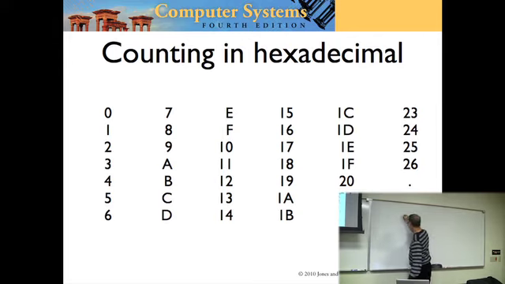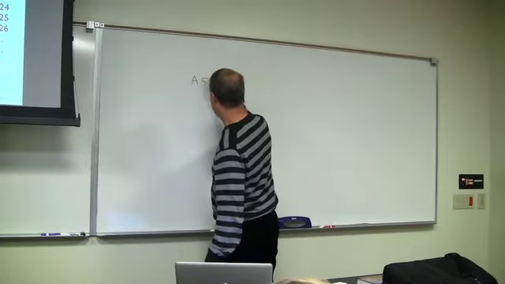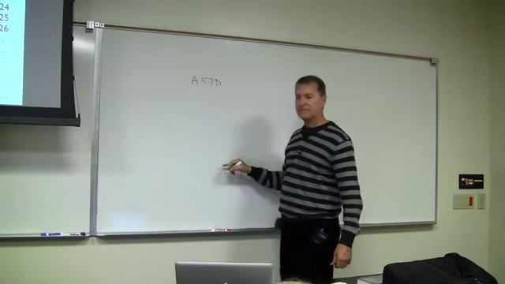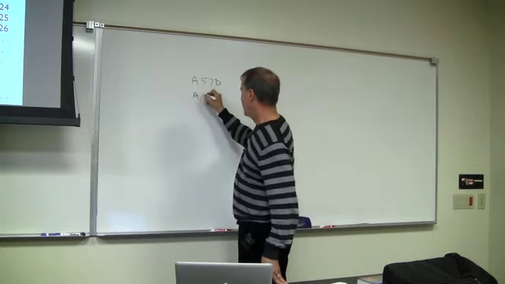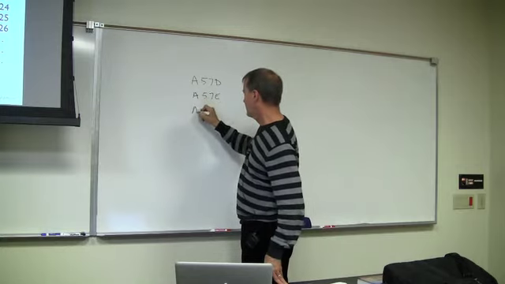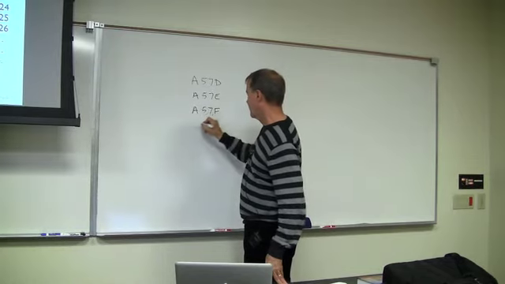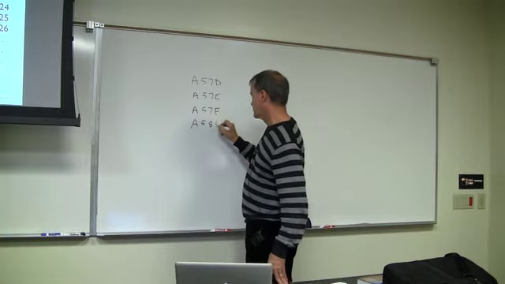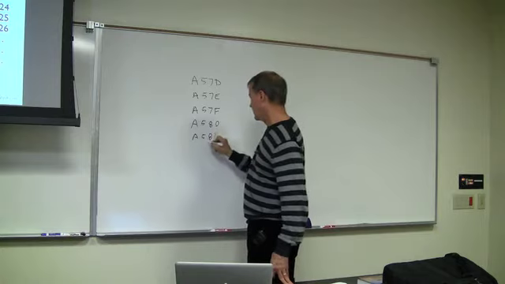Let's count. A, 5, 7, D. Let's start counting, all right? So what's the next one? A, 5, 7, E. Then A, 5, 7, F. Then A, 5, 8, 0. Is everybody clear? A, 5, 8, 1, etc.